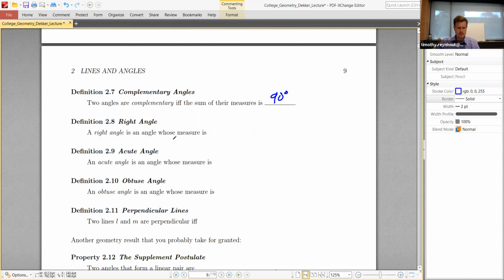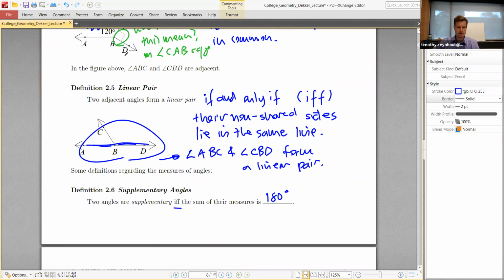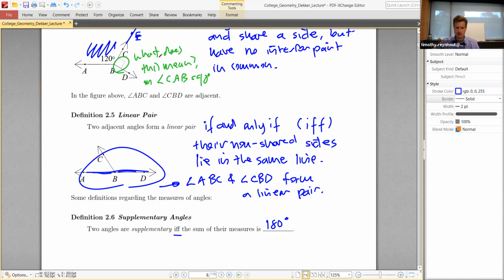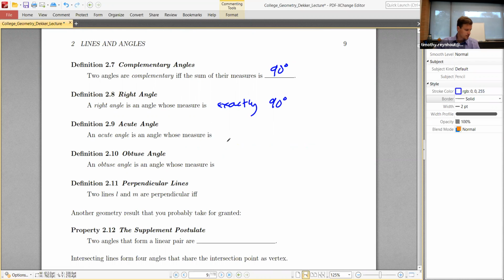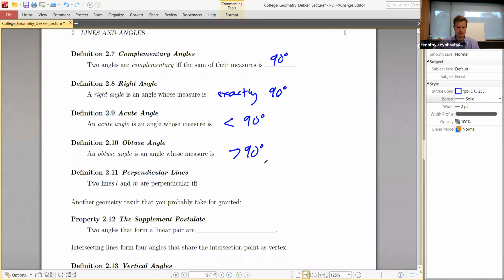A right angle is an angle whose measure is exactly 90 degrees. Excellent. And so that's what we're referring to up here. This indicates a right angle. An acute angle is an angle whose measure is less than 90 degrees. And an obtuse angle is an angle whose measure is larger than 90 degrees. Excellent. So 90 degrees seems to be at least a little bit important to us or of particular interest.